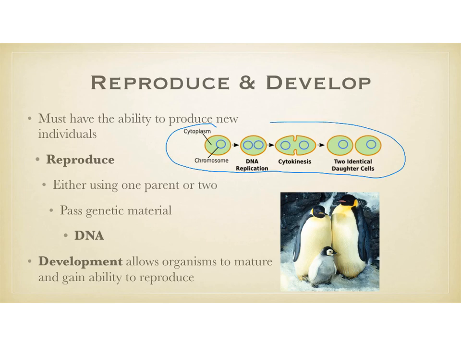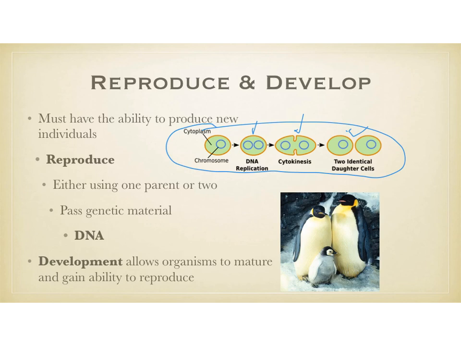Reproduction can either involve one parent, which is called asexual reproduction, like in this bacteria here. What it does is it replicates its DNA, and it splits in half and forms two identical daughter cells. Identical meaning they're genetically identical, because they have the exact same DNA from when the DNA replicated early in this process.